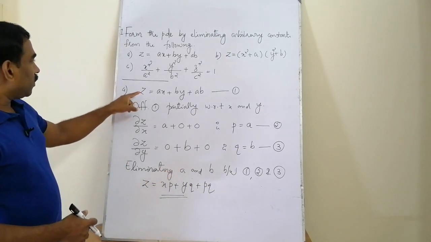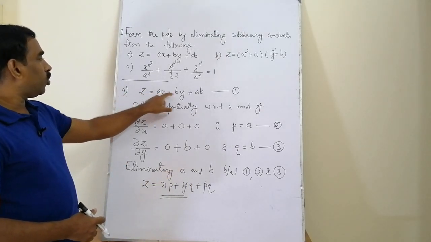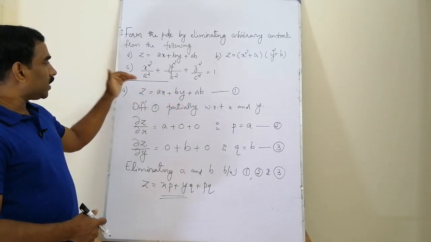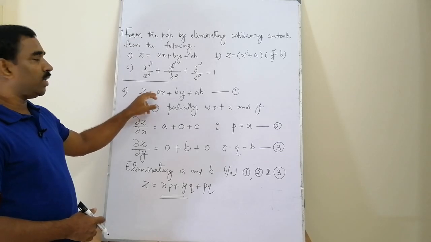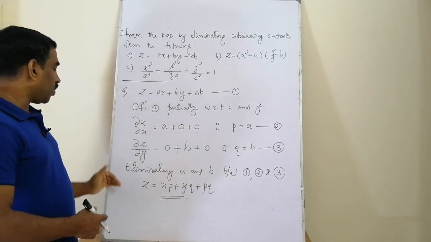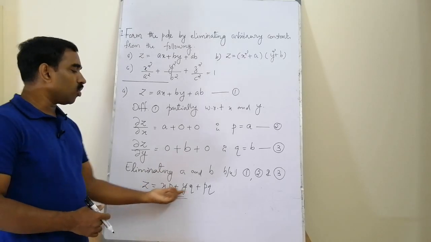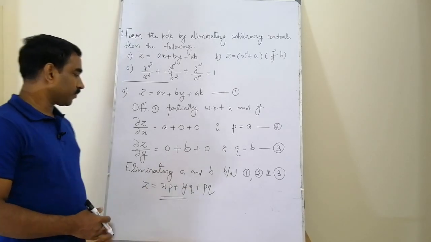See, the given relationship contains two independent variables and two arbitrary constants. If the number of independent variables is equal to the number of arbitrary constants to be eliminated, then the resulting process of elimination will finally result in a first order partial differential equation.